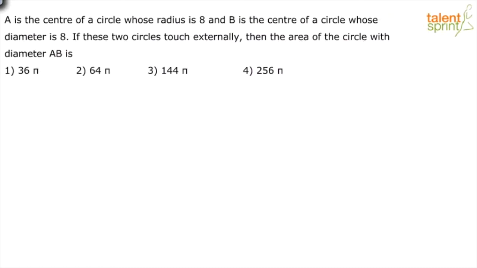Next one. Now this is on mensuration, or geometry basically. It says A is the center of a circle whose radius is 8 and B is the center of a circle whose diameter is 8.